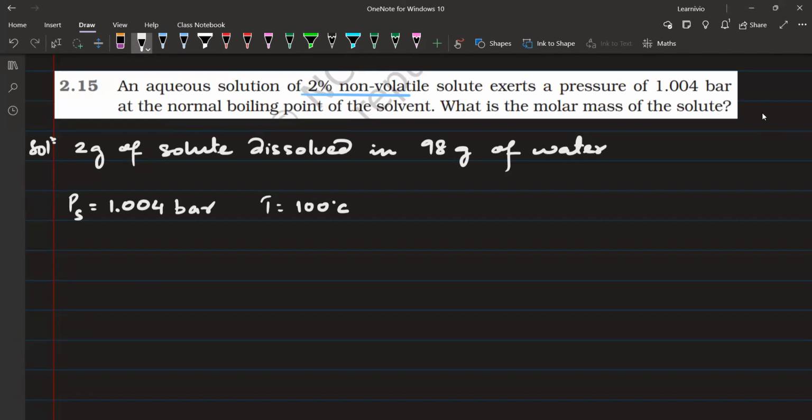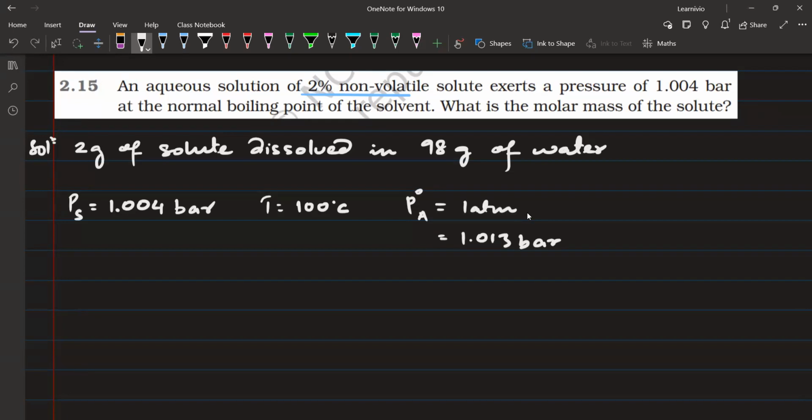They're asking molar mass. Now, as soon as they set the temperature at 100 degrees Celsius, what will be the vapor pressure of the solvent at this temperature? At 100 degrees Celsius, the vapor pressure of water is going to be 1 bar. Not 1 bar exactly, it is 1.013 bar. The pressure at 100 degrees Celsius will be equal to 1 atm, because that is the definition of boiling point. What is boiling point? The temperature at which the vapor pressure of the solvent is equal to the external pressure. And for normal boiling point, the external pressure will be 1 atm, and 1 atm is equal to 1.013 bar.